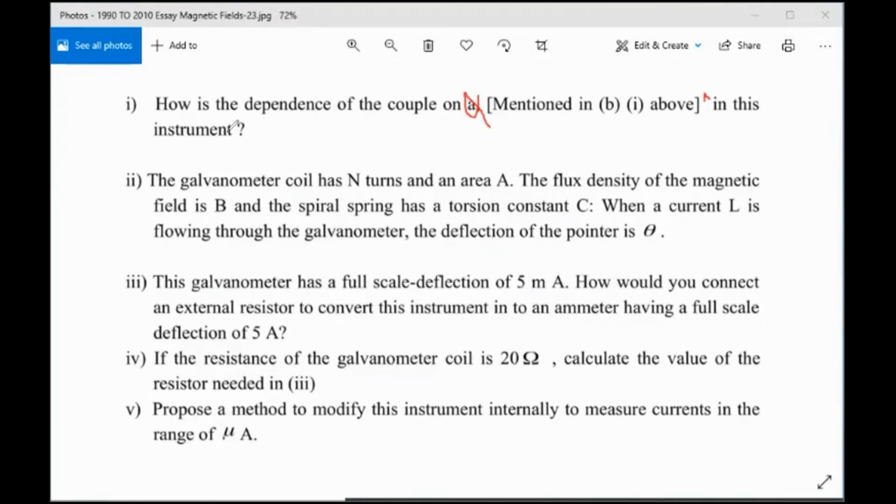By using a coil kept in a radial magnetic field. So please write the answer for this. Sample C Roman number 1. By keeping the coil in a radial magnetic field. We have explained this very well in the theory class. By keeping the coil in a radial magnetic field.